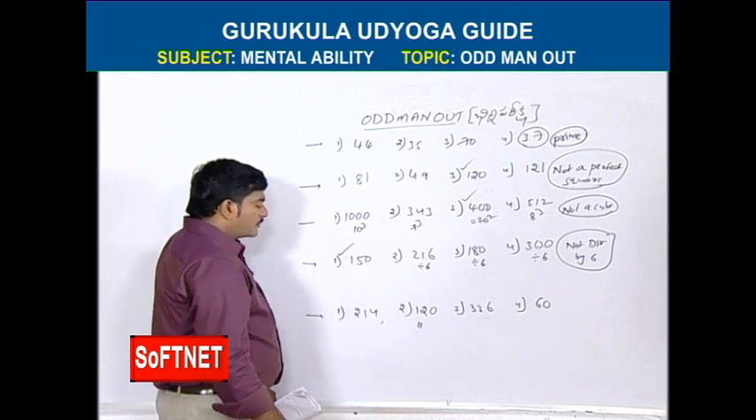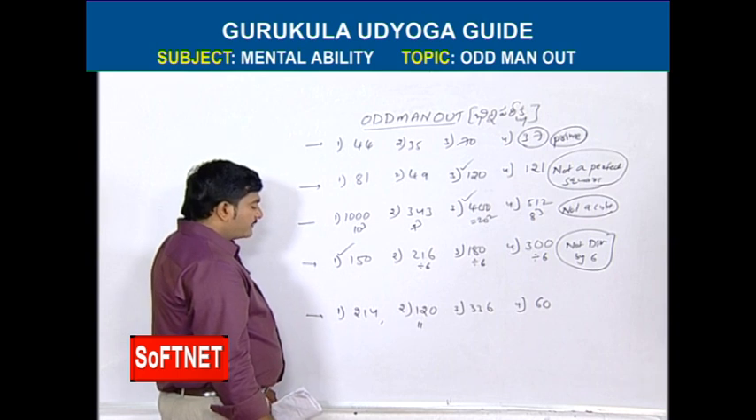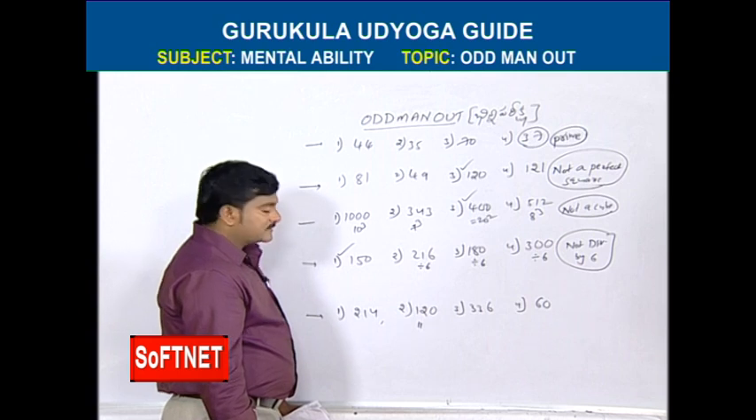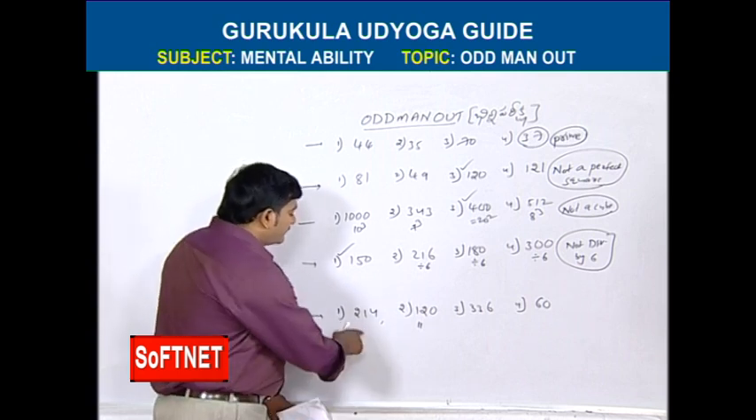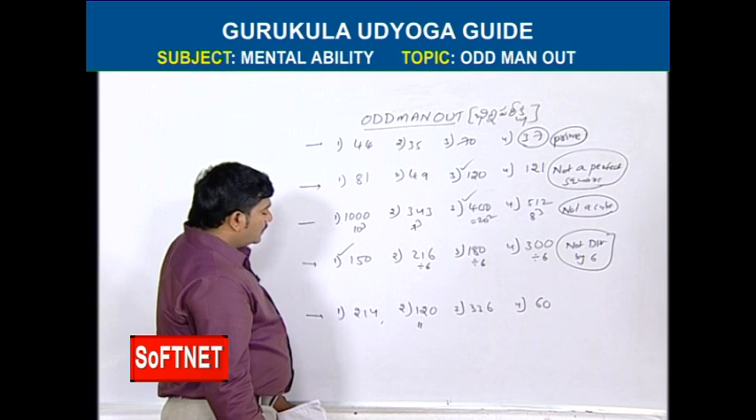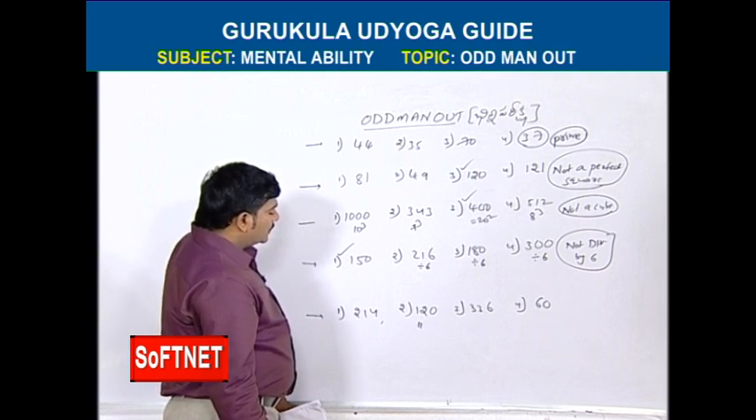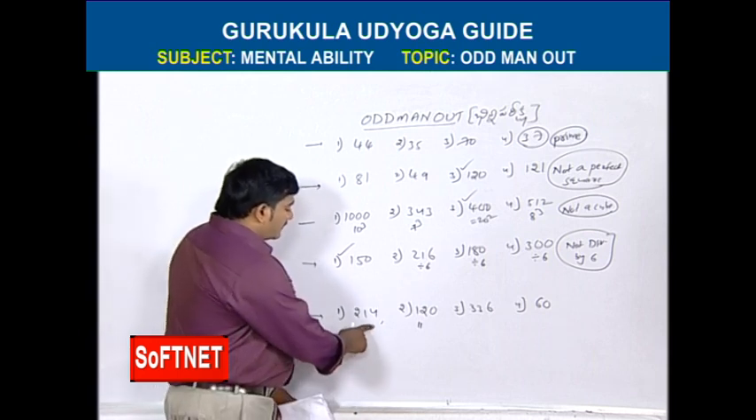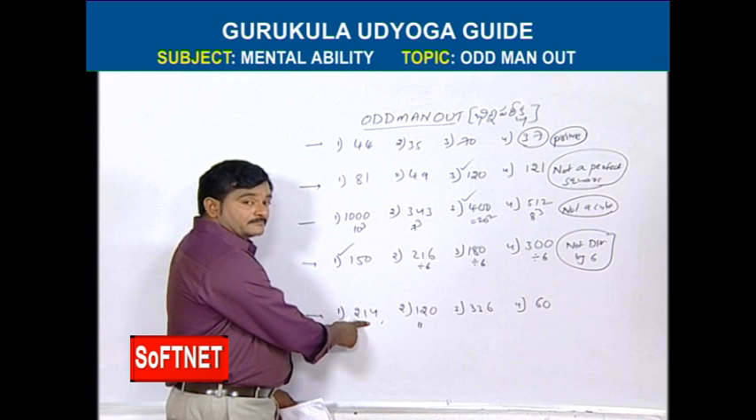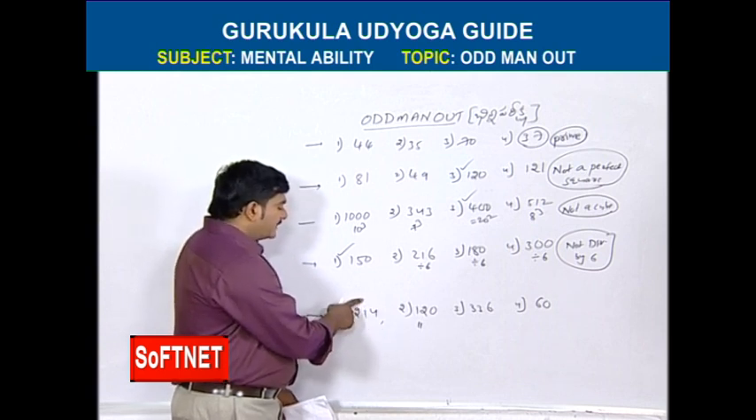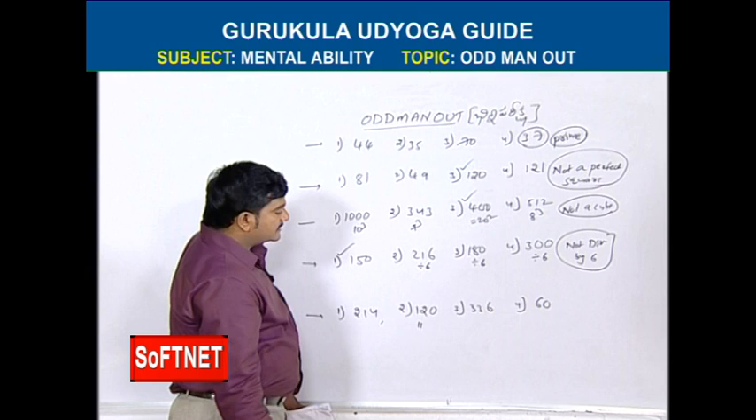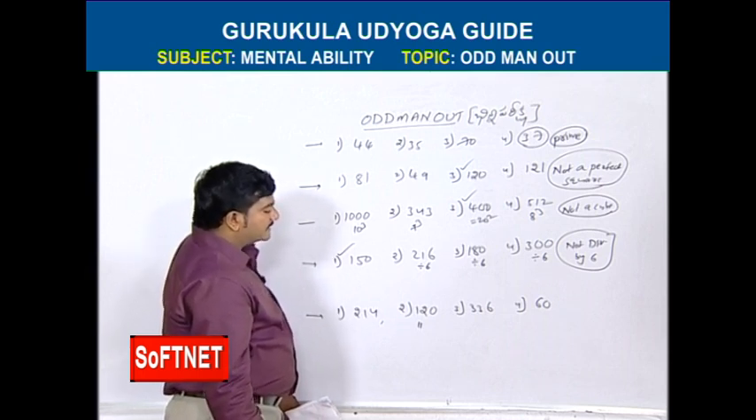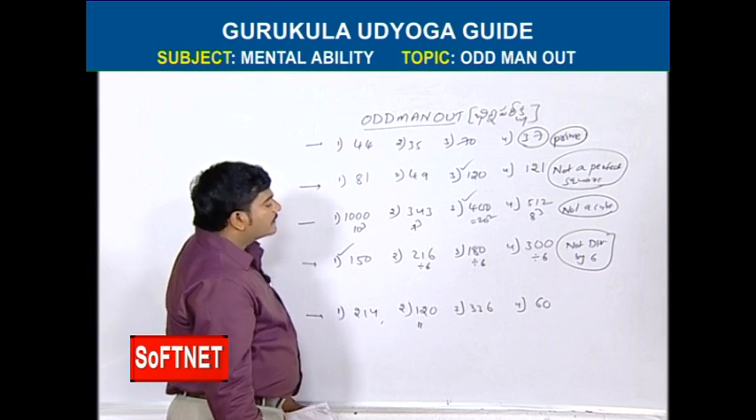214. What about 214? 15 square means 225, right? But how much is given? Only 214 is given. To get 225, what will we do? We need to add 11, or else 15 square minus 11. Whereas in this case, 120, no, 336. 336 also, are we getting it?